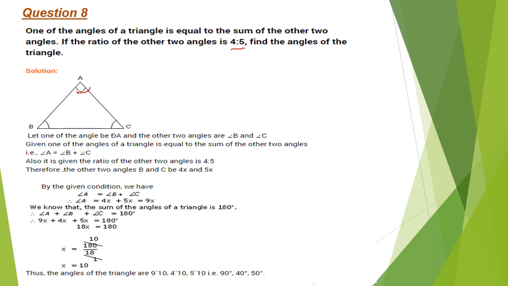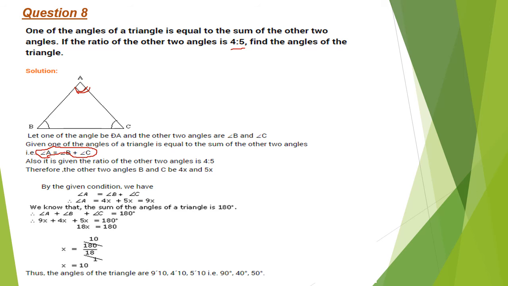First, let us draw a triangle. This is the model triangle, triangle ABC. Let one of the angles be angle A, and the other two angles are angle B and angle C. Given one of the angles of a triangle is equal to the sum of the other two angles, so angle A is equal to angle B plus angle C. I hope you understood this, children. Angle A is equal to angle B plus angle C.